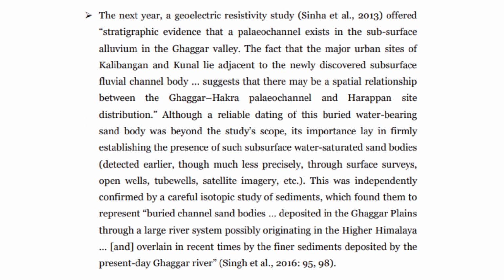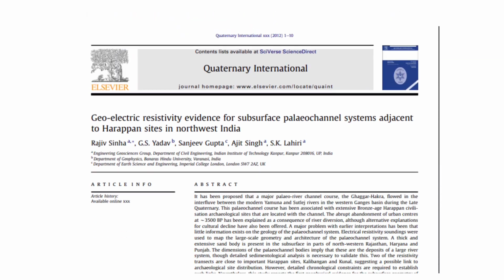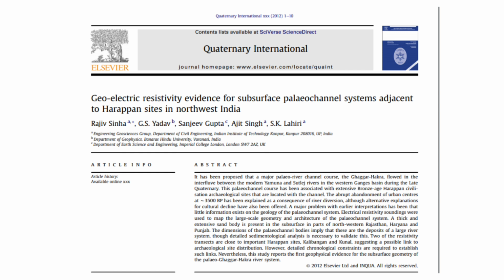In the year 2013, Sinha et al. did another geoelectric resistivity study and offered stratigraphic evidence that a paleochannel exists in the subsurface alluvium of the Ghaggar Valley. A couple of the major urban sites such as Kalibangan and Kunal lie adjacent to this newly discovered subsurface fluvial channel body, suggesting that there may be a spatial relationship between the Ghaggar Hakra paleochannel and Harappan site distribution.